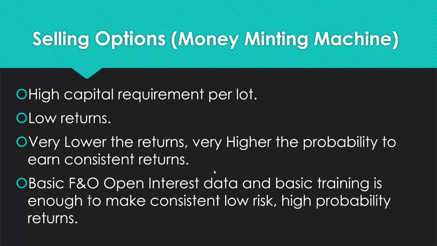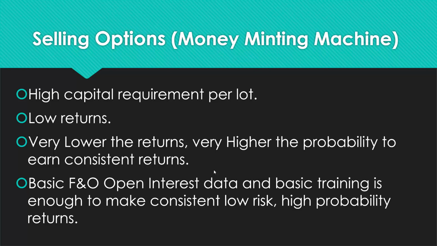So selling options. The capital requirement per lot is very high because of the underlying value. The 10,000 contract is 10,000 into 75, which is 7.5 lakhs. You need not pay the complete 7.5 lakhs. You can pay closer to 15 to 20% of this, closer to 1.3 lakhs you need to pay.